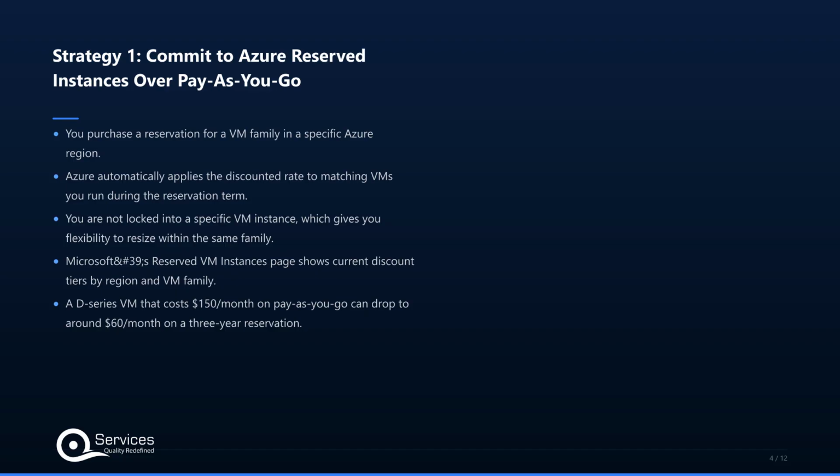A D-Series VM that costs $150 per month on pay-as-you-go can drop to around $60 per month on a 3-year reservation. For a deeper breakdown of how this translates to real savings, see our guide on reducing cloud costs by 40% with Azure reserved instances. When to use reserved instances. Reserve capacity for any workload with predictable usage, production databases, application servers, API gateways, and anything running 24/7. Do not reserve VMs for development or test environments where usage is intermittent.